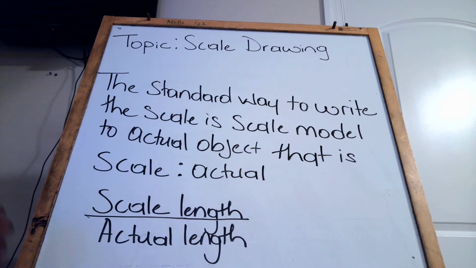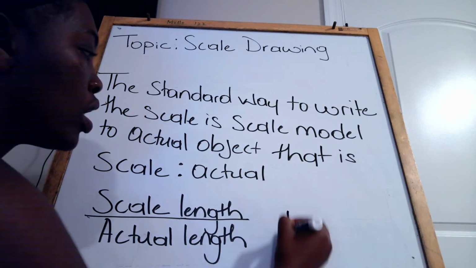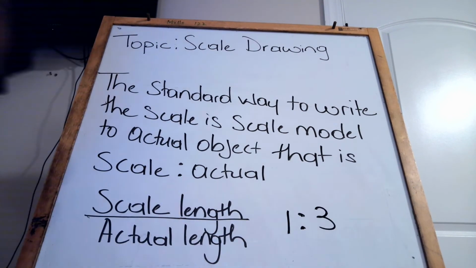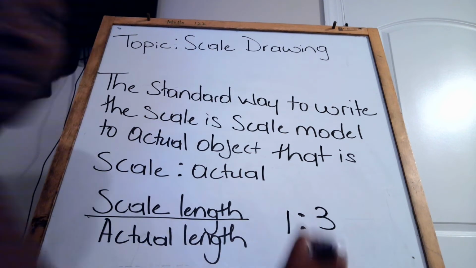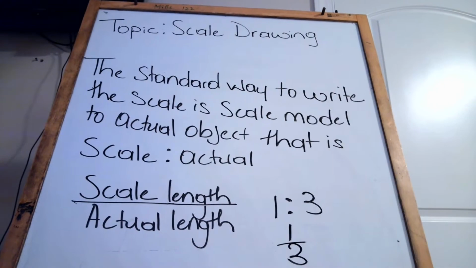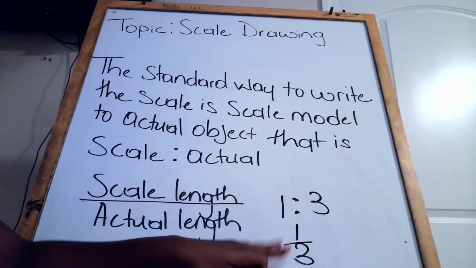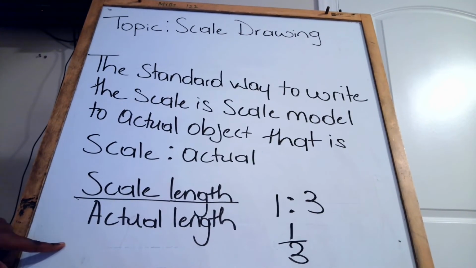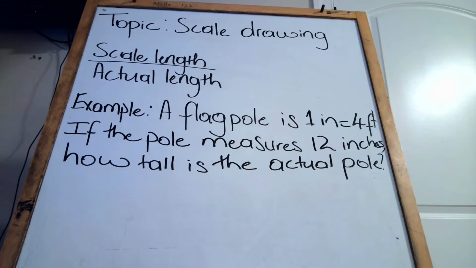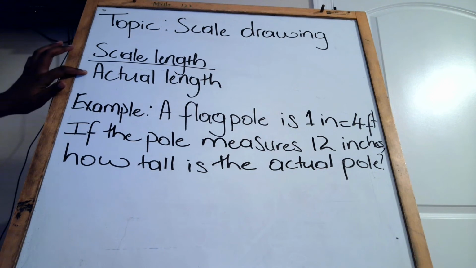If you can recall with ratio, when you write a ratio, for example, 1 to 3, you can write that ratio as a fraction, and it is 1 over 3. So this 1 to 3 is the same thing as 1 over 3 as a fraction. Same here: scale to actual is the same thing as scale over actual. Alright, so remember, it is always the scale length over the actual length.